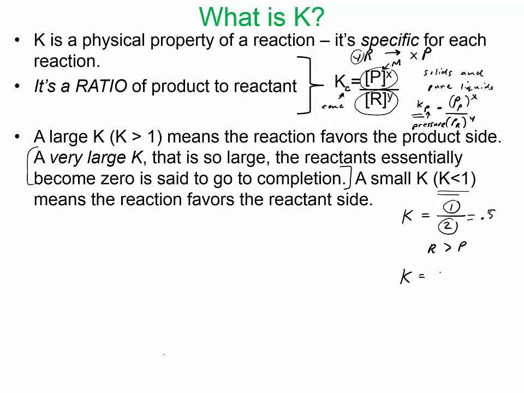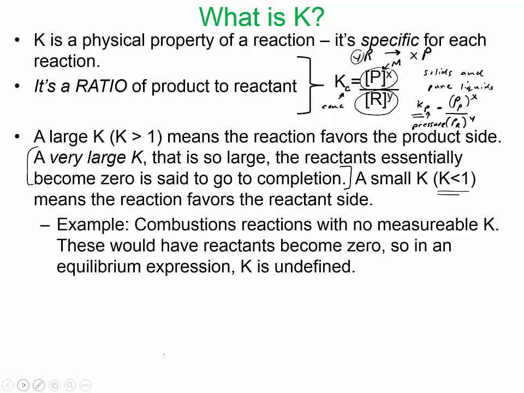Whereas if you have 2 over 1 and our ratio becomes 2 to 1 and our K value is 2, that means our product is 2 and our reactant amount is only 1. So in this case, our product side is favored. We have more products than we do reactants at equilibrium. And we'll be going back to this constantly when we go over equilibrium, like when we go over acids and bases and something called Ksp, which is the solubility product. So that's equilibrium during a solubility reaction or a solubility process.